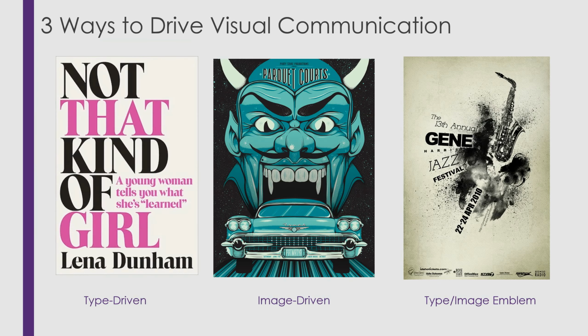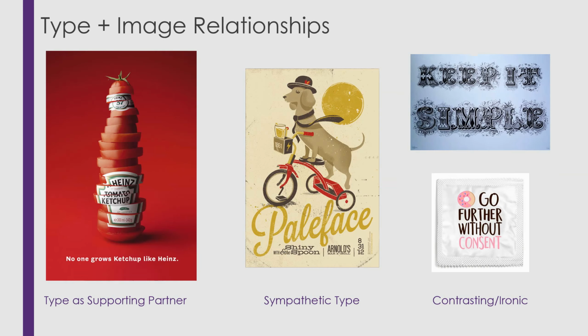So there are three main ways to drive your visual communication. You can either have a type-driven design, like on the left, an image-driven design, like in the center, or a combination of type and image. It's called a type image emblem, which just means combo. All right, so that's really high level. Your design communication is going to fall within one of these three buckets. It's going to be type driven, image driven, or a combination of both where the image and the text are working together and of equal importance. All right, let's look at each of these in a little more detail.